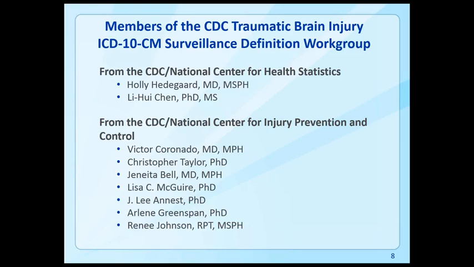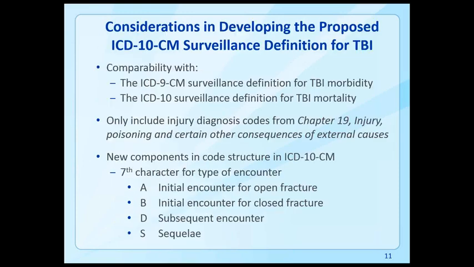So as we started our work, one of the things that we needed to do is think about our approach. And so in the next slide, I just wanted to highlight a few things that influenced our thinking when it came to starting our work on this traumatic brain injury definition. And one of the things that we wanted to keep in mind was coming up with a definition that would be relatively comparable with the ICD-9-CM surveillance definition that I showed you earlier and the ICD-10 surveillance definition for TBI death that I showed you earlier.